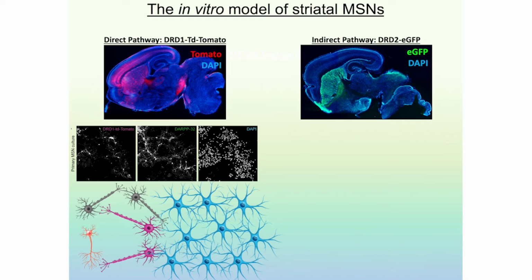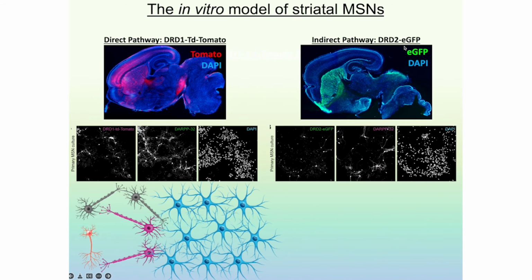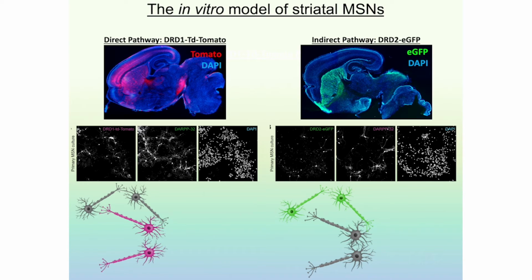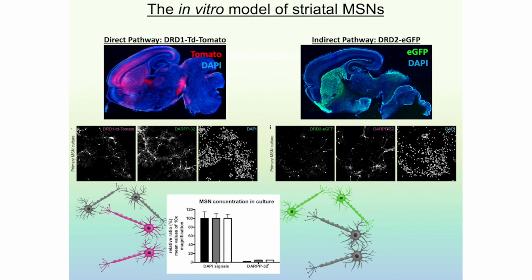To identify the indirect pathway medium spiny neurons, we used dopamine receptor 2 EGFP mice. And again, if we set up a primary non-sorted culture, we can see lots of astrocytes. We can find our medium spiny neurons, of which the indirect pathway medium spiny neurons now express EGFP. There are some few interneurons, and again, the vast majority are astrocytes. So the aim would be to specifically identify and purify those medium spiny neurons.